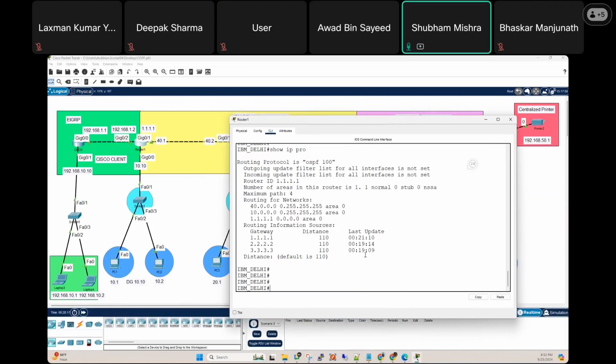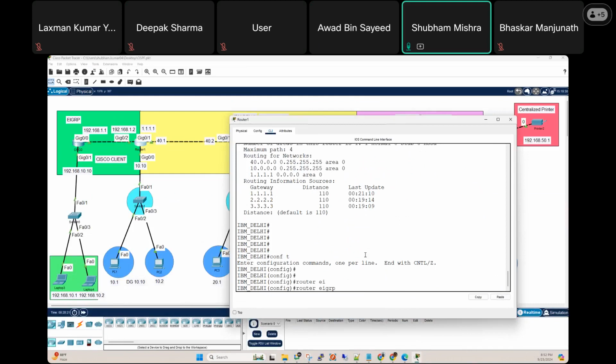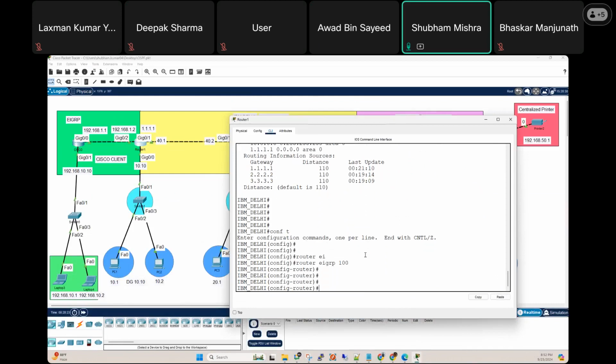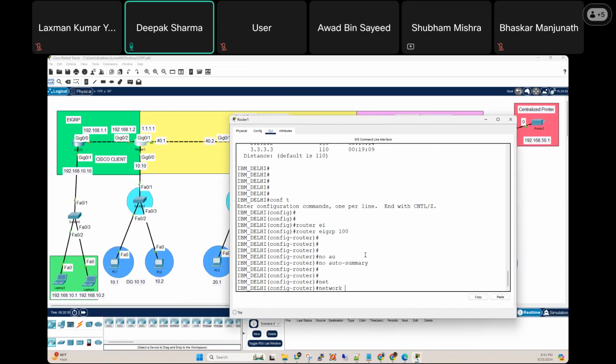Okay. So how can you configure router EIGRP 100? We can't run a different AS number. I told you in the previous class. Router EIGRP 100, no auto-summary, and then the network we are going to advertise is 192.168.1.0. Yes or no? Yes. What will be the wildcard mask? This is /24, so 0.0.0.255.